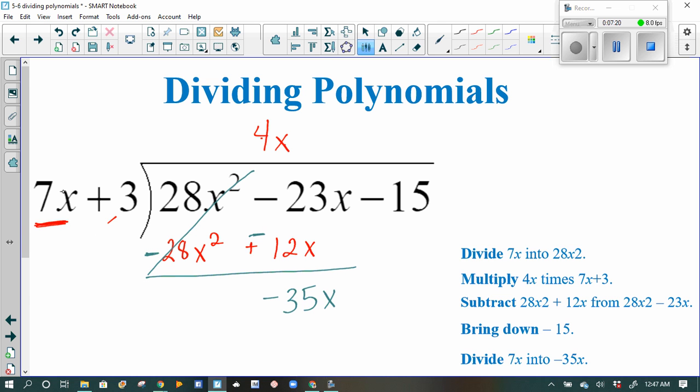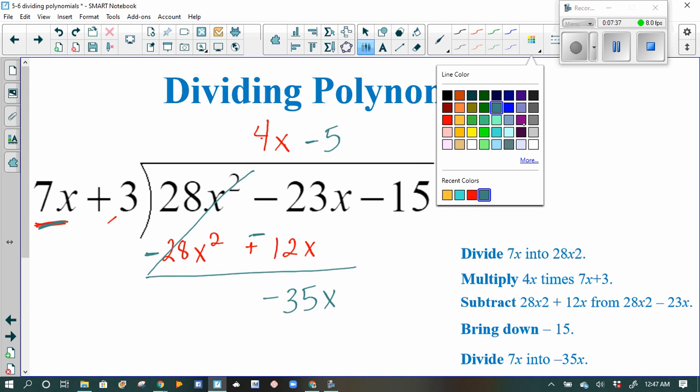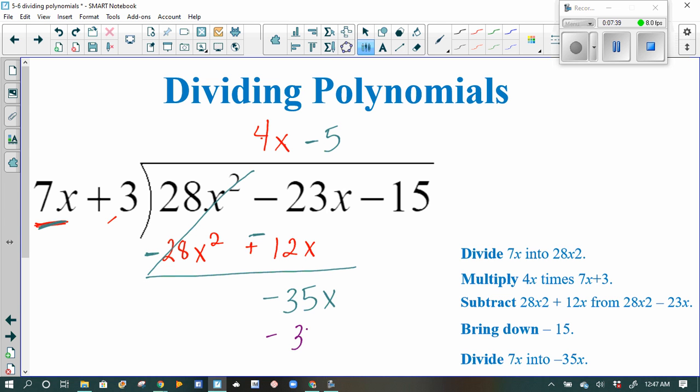Now repeat the process. 7 will go into 35 negative 5 times. So 7 times 5 is 35. 7x times 5 is 35x. So negative 5 times 7 is negative 35, and I'm going to trade colors. So that's negative 35x. Negative 5 times 3 is negative 15. And then we have that negative 15 here. I forgot to bring it down.